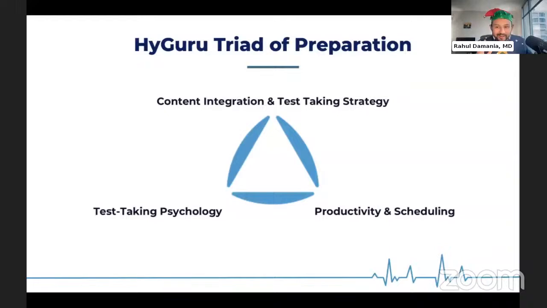Speaking of triads, when it comes to the triad that I use to help prepare students, I focus on integrating content and test-taking strategy, making sure that students are productive, even small things like reviewing a UWorld block most effectively. These are things that I really value when it comes to USMLE preparation. And finally, as you can see, my energy today, I hope you share in the same energy. I focus on making sure you have a growth mindset and positive test-taking psychology so you can perform on Prometric exam day.